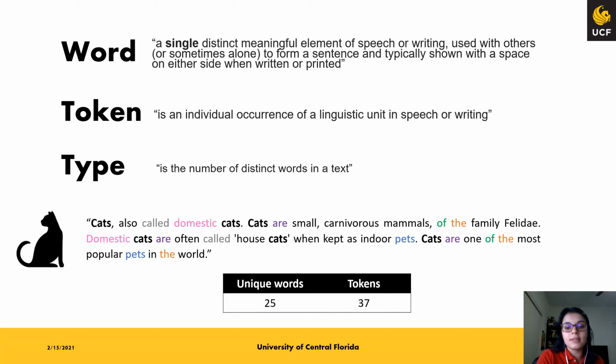So in this text, we have 25 unique words, but we have 37 tokens. For example, cats appears 6 times, but it's exactly the same word. So it's only one unique word, but we have 6 tokens of the same word.